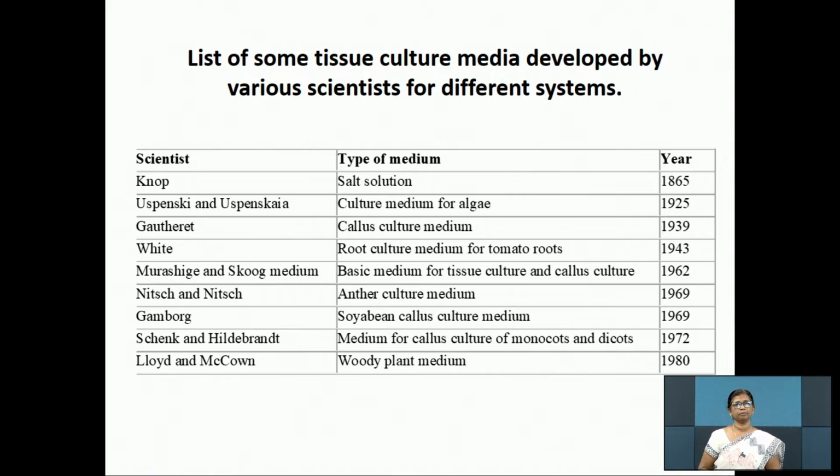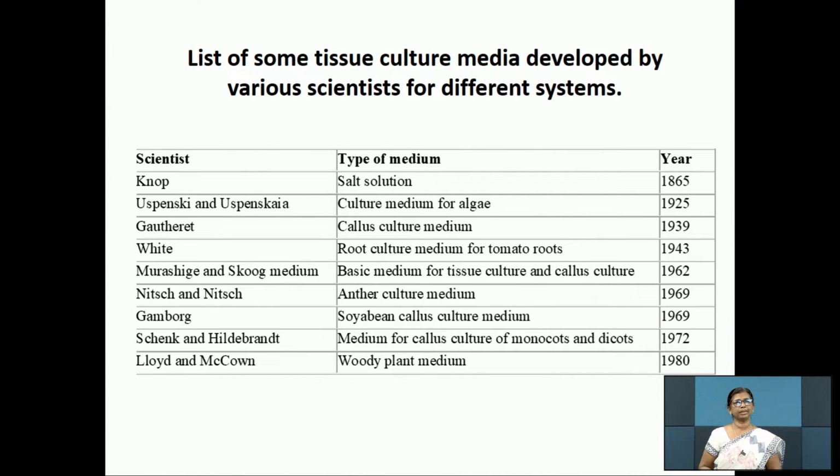Murashige and Skoog medium is a very important medium, most commonly used, but not for all cultures. We cannot use it for all the cultures. We have to change the medium based on the explant. But mostly MS medium is used. This is a basic medium for tissue culture and callus culture, formulated in 1962 by Murashige and Skoog.